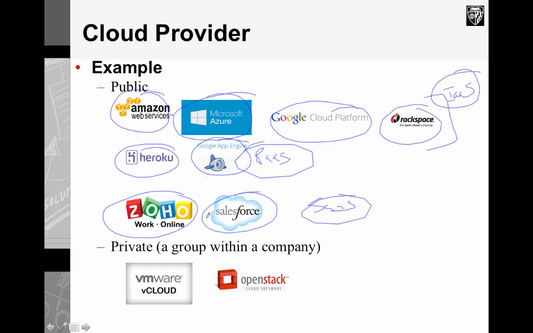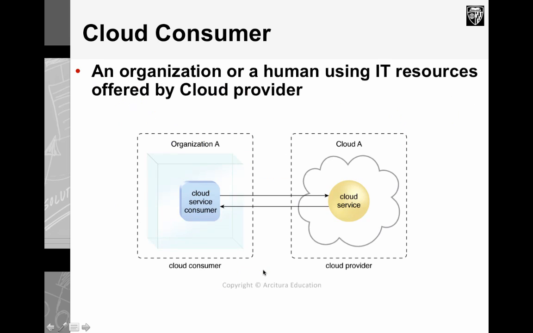Now, there are also certain organizations or companies that give you the necessary software for you to implement your own private cloud. For example, VMware Cloud. VMware is an organization that has VMware vCloud that allows you to have your own private cloud. Same thing with OpenStack, which is an open source project that allows you to have your own private cloud.